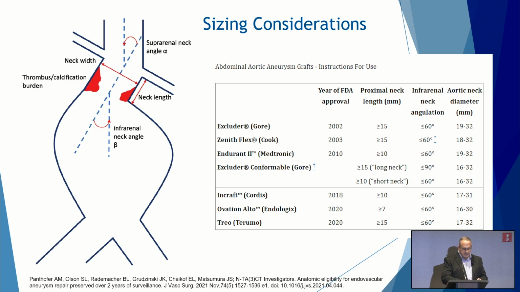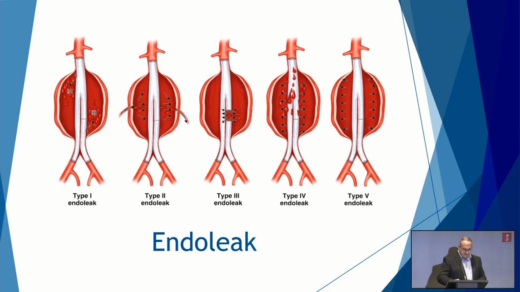The other thing that you have to pay attention to is the thrombus burden at the neck or the calcification. As that is increased, you will increase your risk of an endoleak. So the different types of endoleak, we have seen this in the last couple talks. The type 1 endoleak is probably the worst type. It's a leak either at the top or from the bottom. That causes the greatest pressurization of the aneurysm sac and can lead to rupture.